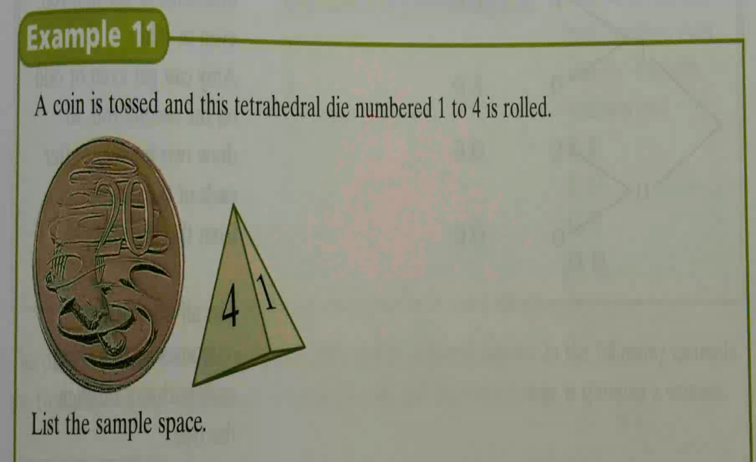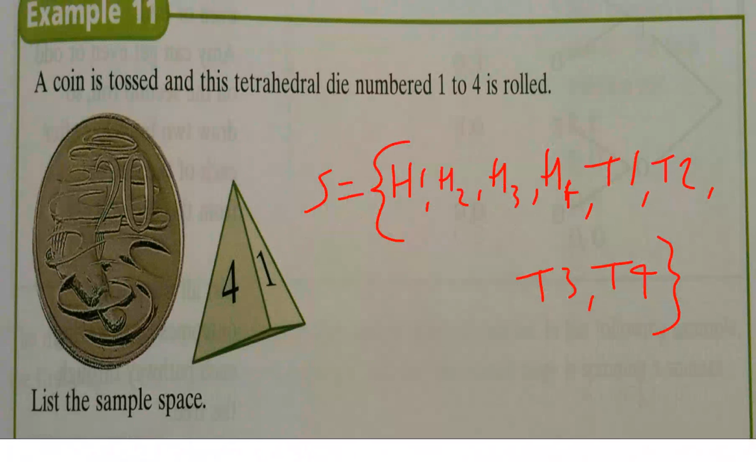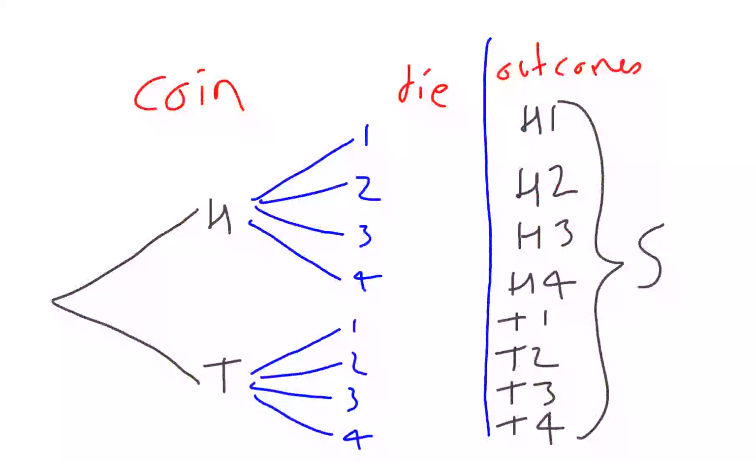The sample space gets put in those little curly brackets, and it's all those outcomes that we just found on the tree diagram, separated by commas. Tails and 1, tails and 2, tails and 3, tails and 4. Our sample space, preferably fit on one line. Each one of those outcomes, there's 8 different possible outcomes in that question.